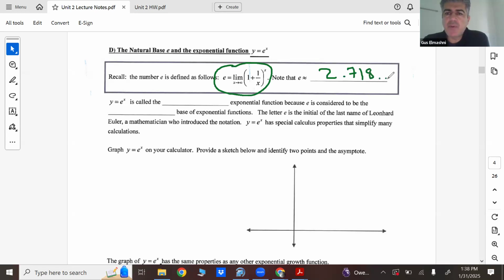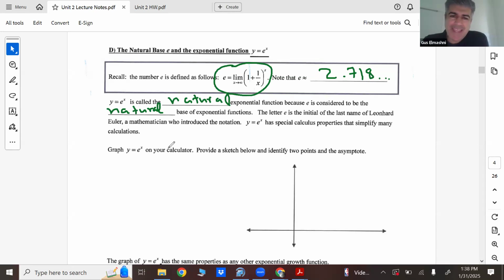Did Mr. Van talk to you about where E comes from? Euler's number? Compound continuous. Yeah, it's called the natural. I'll use a calculator and show you why it works the way it does. It's called a natural exponential function because E is considered to be the natural base of exponential functions. The letter E is the initial of the last name of Leonhard Euler, the mathematician who introduced that notation. y equals e to the x has special calculus properties that simplify many calculations, which we'll talk about when we get there.